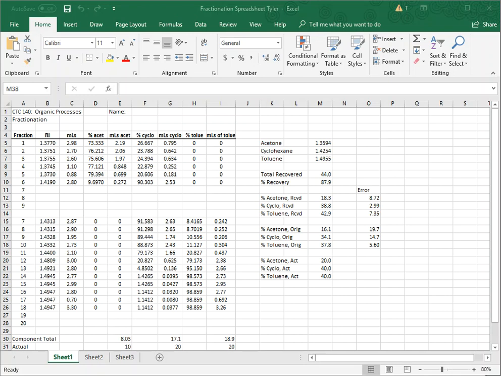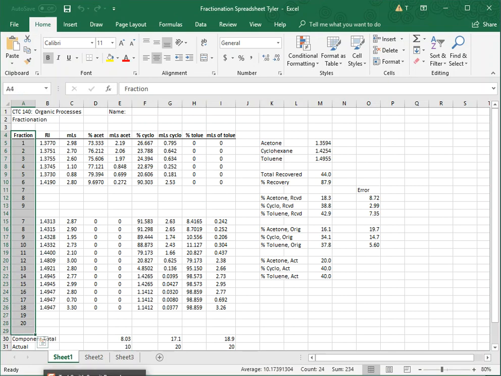But it will give you an idea of what type of spreadsheet, where the numbers should go, what type of calculations should be ordered, and maybe the overall objective of the calculations and the spreadsheet involved in the fractionation lab. So what you're seeing on the screen is a master spreadsheet that I have listed here in the very first column, the fractions that I have collected.